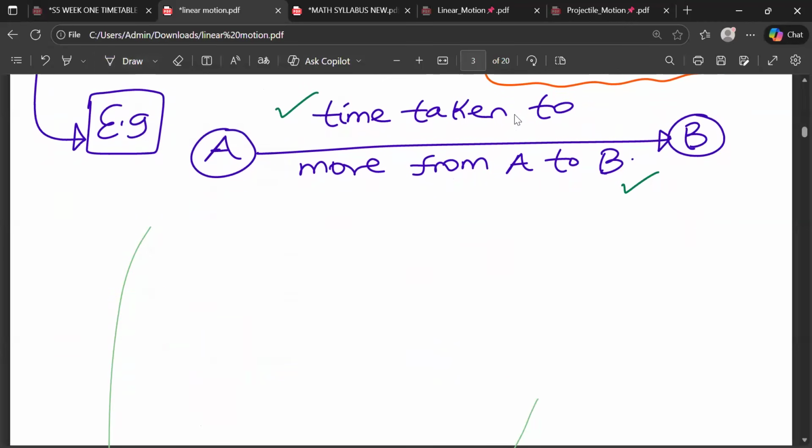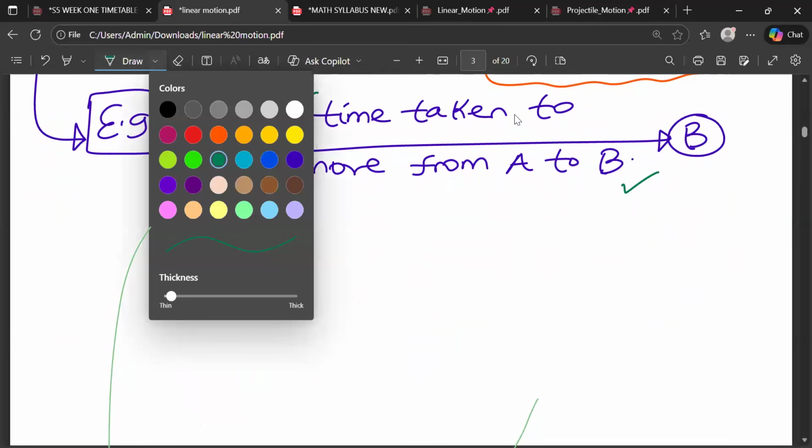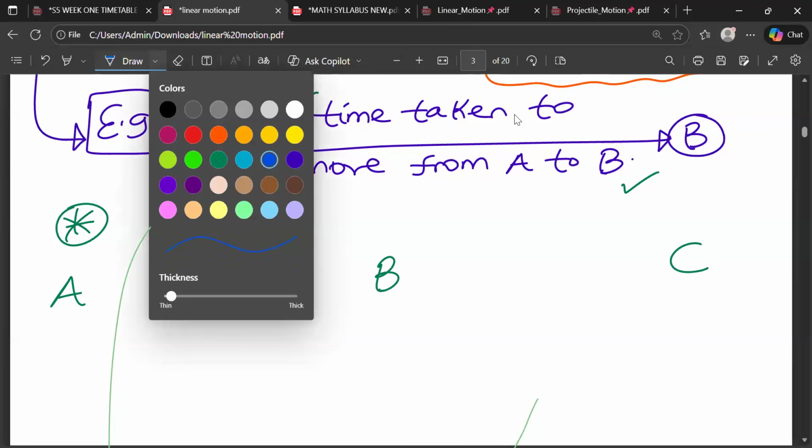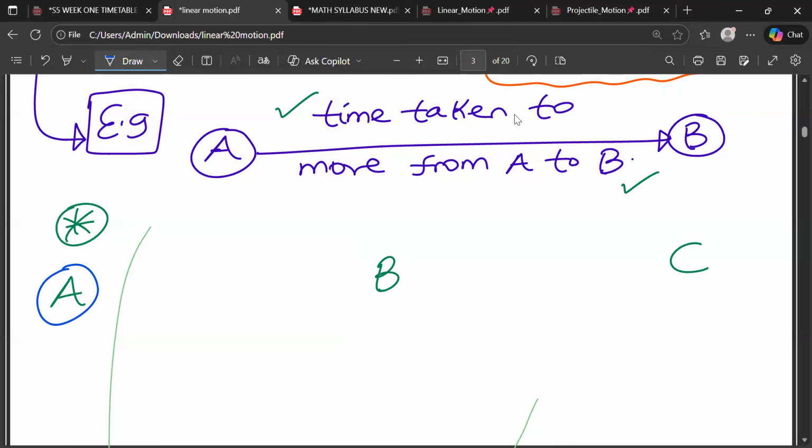Okay, now after that, the other thing I want to tell you still concerning time is that when you're having this point A, point B, and point C, I want you to listen. When you're moving from A to B, you're having the time taken to move from A to B. You get?